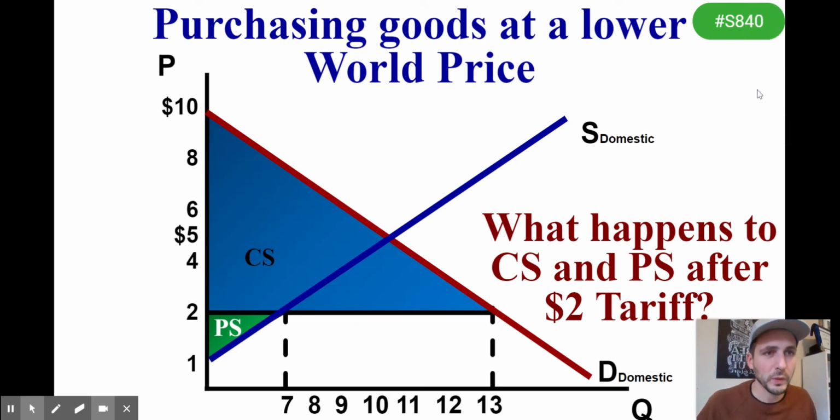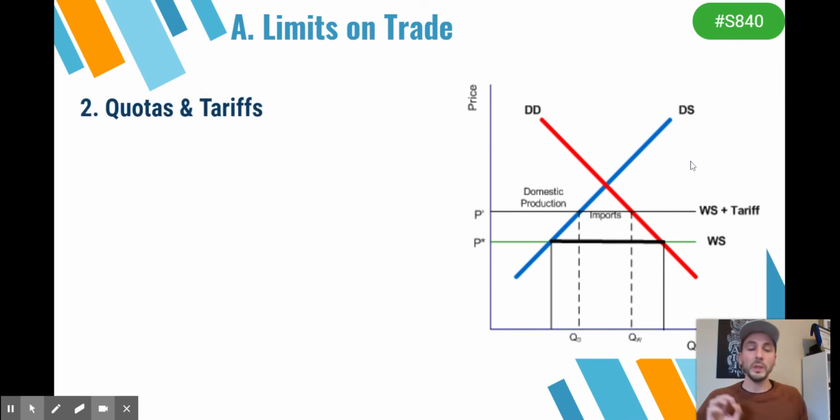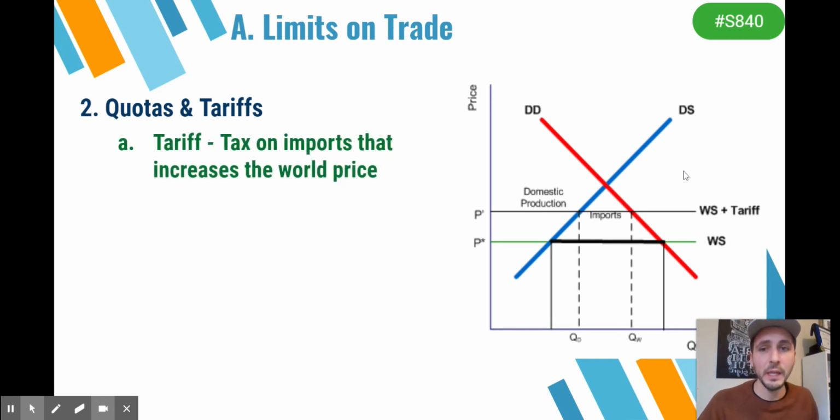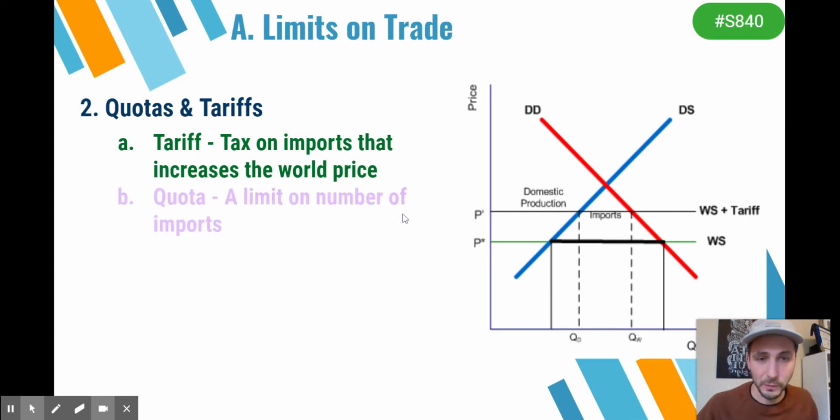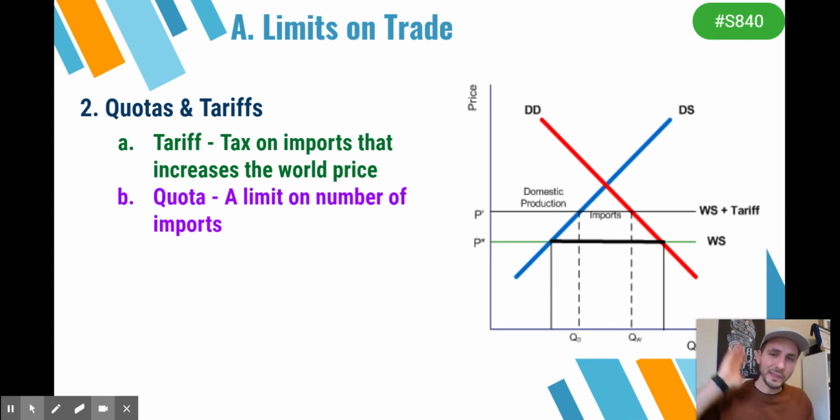Oh, let's get some words down first. So we use quotas and tariffs. Quotas are very, very rare. I'll show you one in class, but they're very rare on the actual exam. So we're going to spend our time on tariffs. Tariff is a tax on imports that increases the world price. We push the world price up on purpose to help our producers out. A quota is just a limit on the number of imports, and that looks like a perfectly vertical international supply curve. We'll talk about that later.